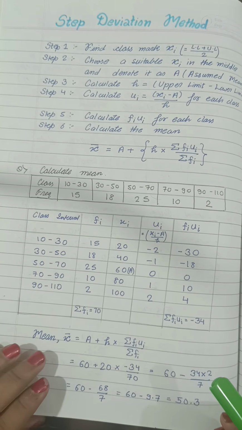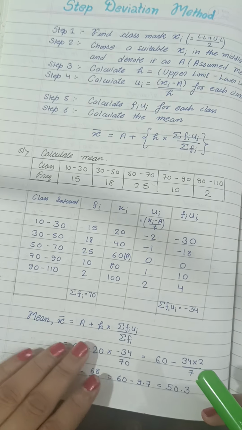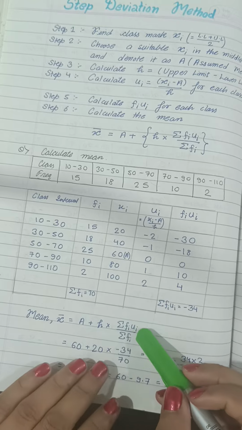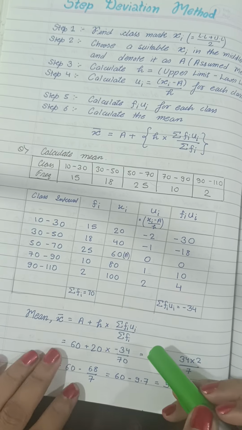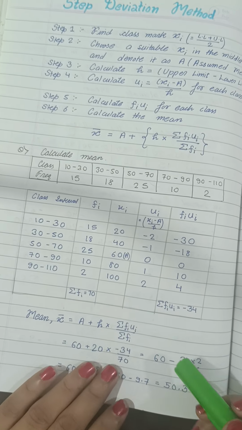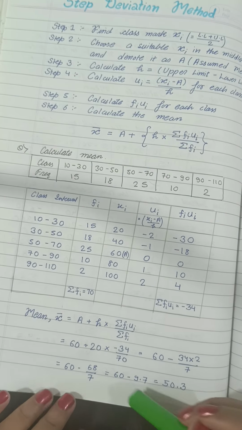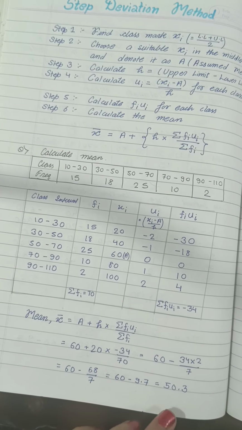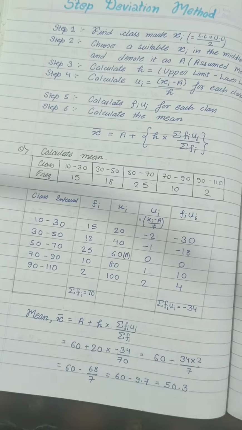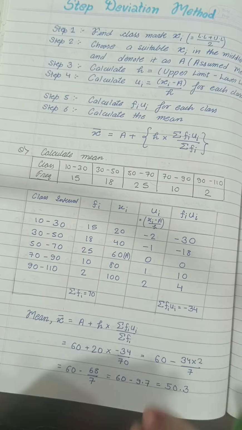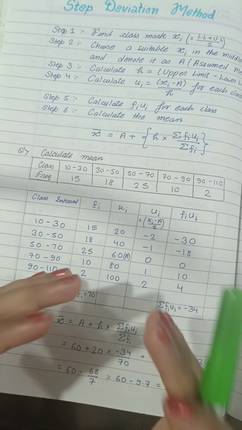Now we calculated the mean, which is equal to a plus h into summation of fi ui upon summation of fi. So we will have 60 plus 20 into minus 34 upon 70. So once we calculated, we got the answer as 50.3. So this is how we will use the step deviation method to calculate the mean.